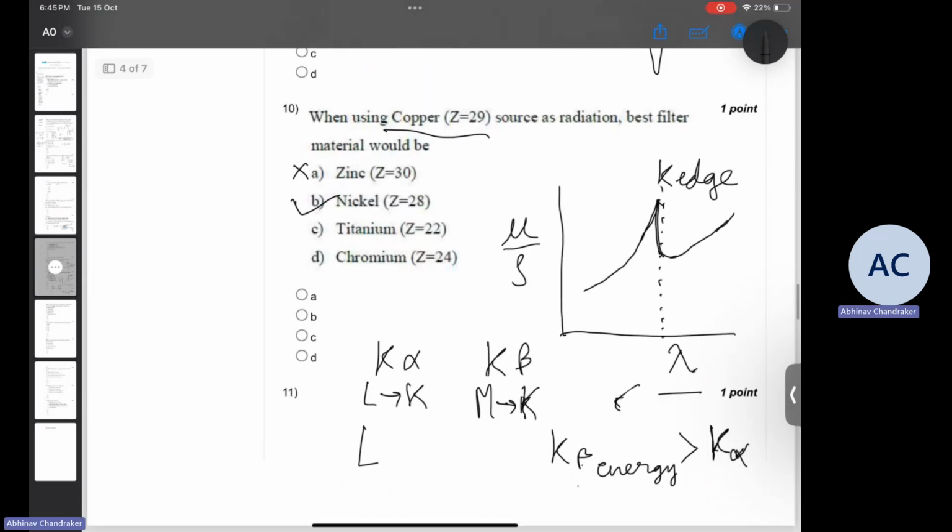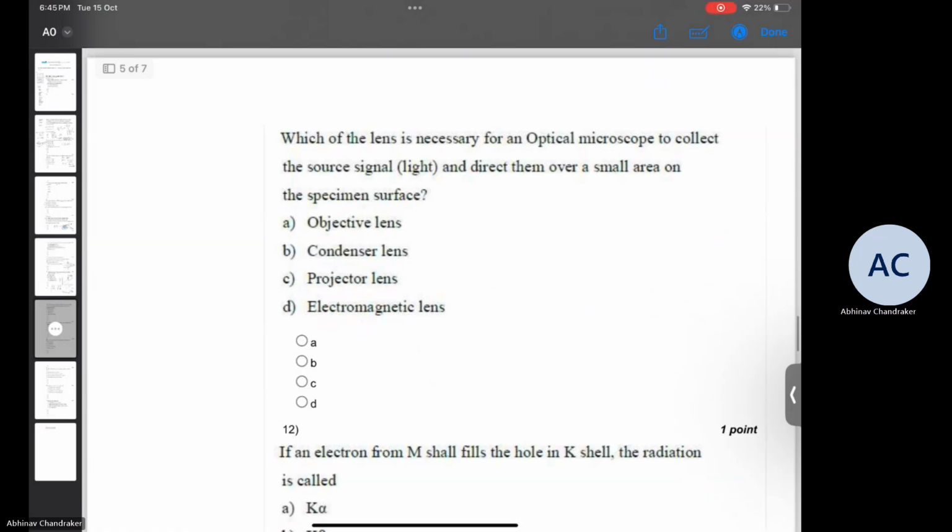Now we can move to the next question. Which of the lens is necessary for an optical microscope to collect the source signal and direct them over a small area on the specimen surface?